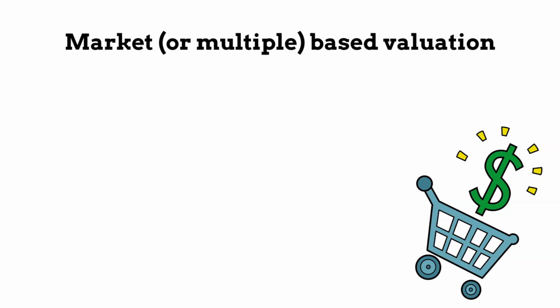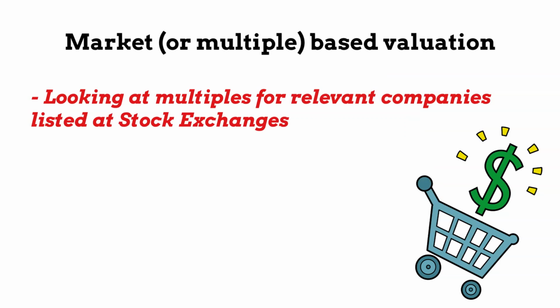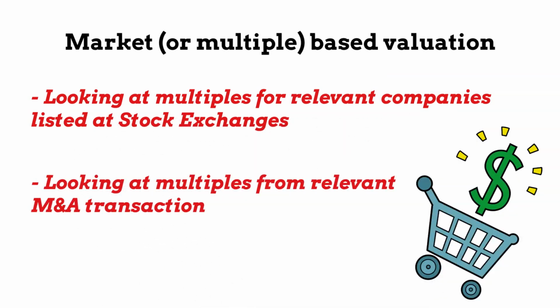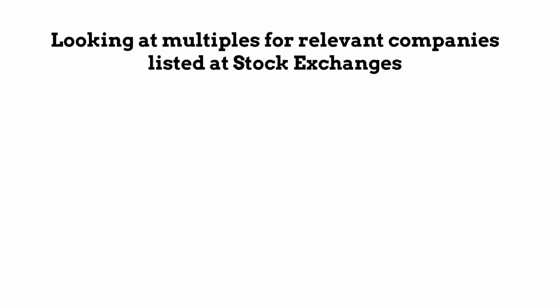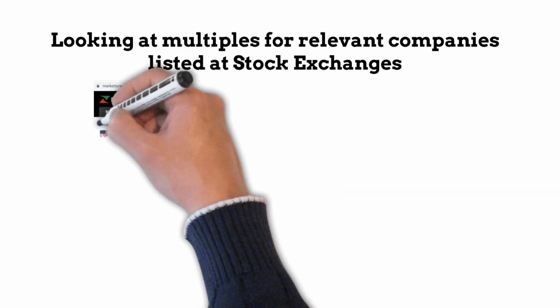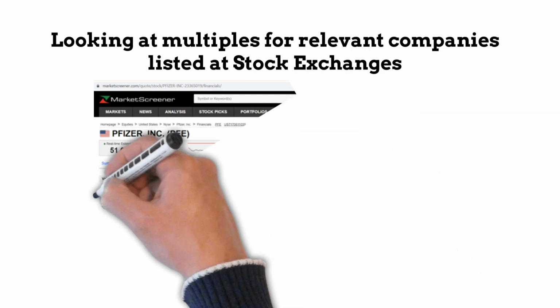At the essence, there are two approaches how this can be done. Looking at multiples for relevant companies listed at stock exchanges and by looking at multiples from relevant M&A transactions. Looking at multiples for relevant companies listed at stock exchange. This is the fastest and easiest approach since you can go at a local or relevant regional stock exchange and see how comparable companies are traded.